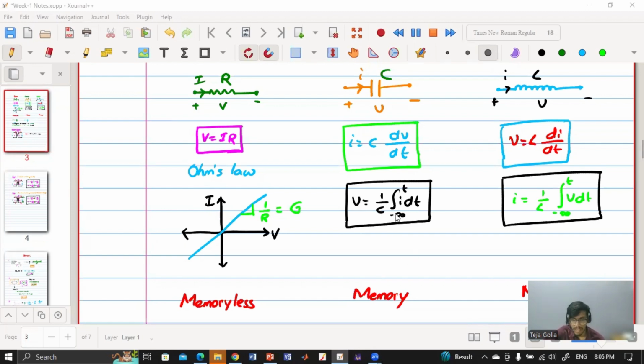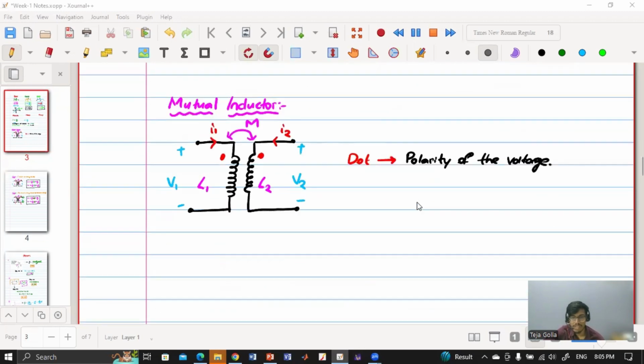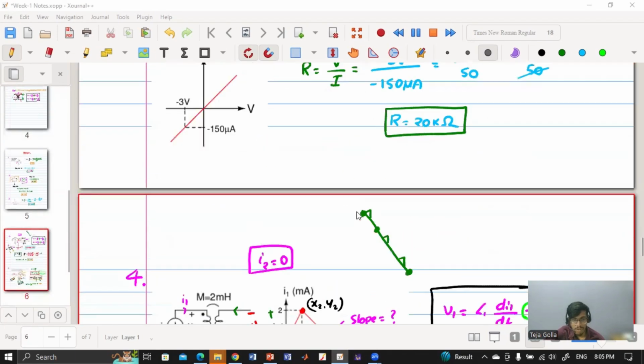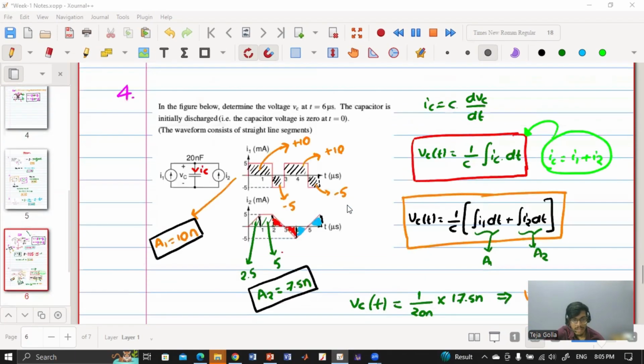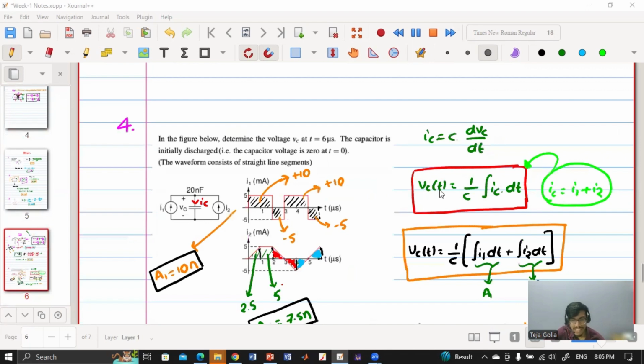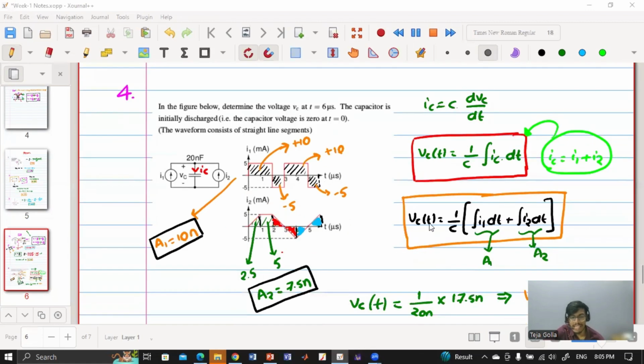Because it has memory, it needs the area under the curve until that point to get the instantaneous voltage. Because it has memory, it is always area under the curve. So whatever problem we have solved here, we are trying to find the VC at the time instant t, but it is dependent on the area under the curve of the currents. Because it has memory, it is dependent on the past values of the current, not the voltage. So the area under the curve will give the voltage at that instant, VC of t.